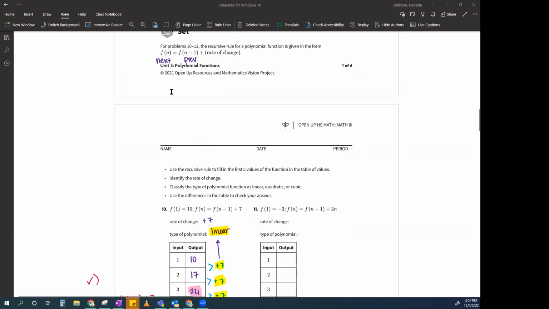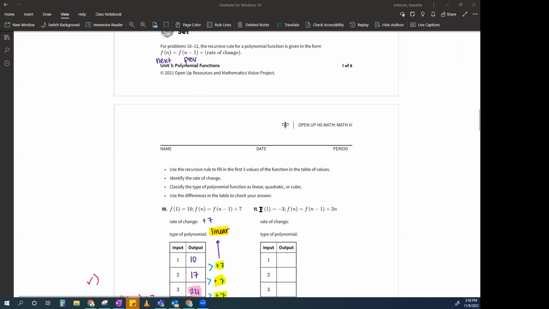So then they gave you this, and then they want you to find the recursive rule to find the first 5 values, boom. Identify the rate of change, classify the polynomial, and then use the differences to check your answer. So I'm going to be doing these not in the order that they say, and I'm going to be checking my answer not in the order that they say. And let's see if this makes sense.